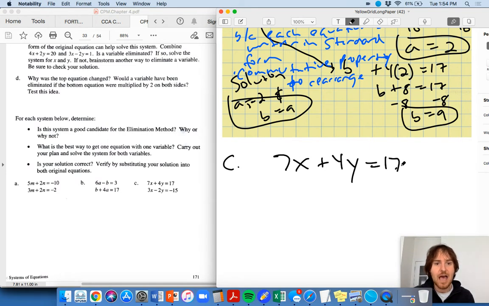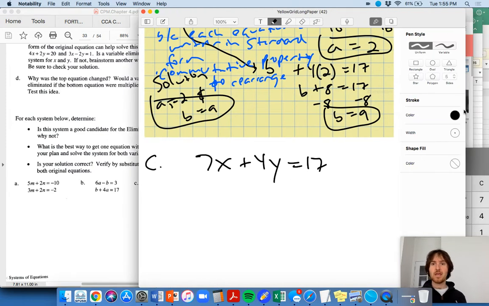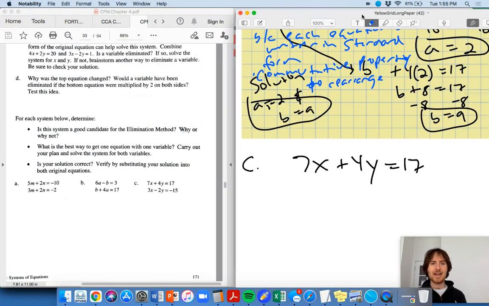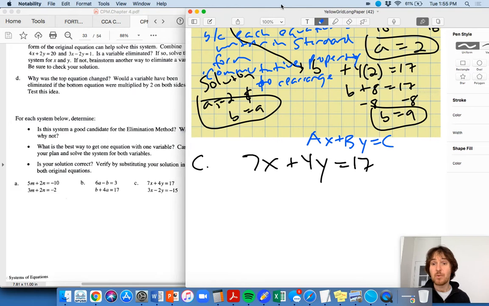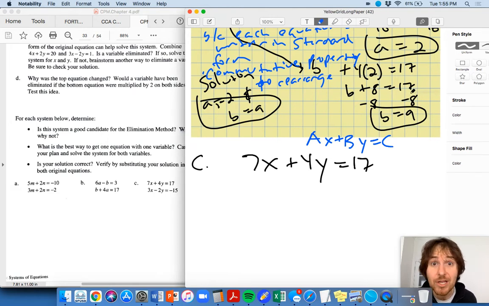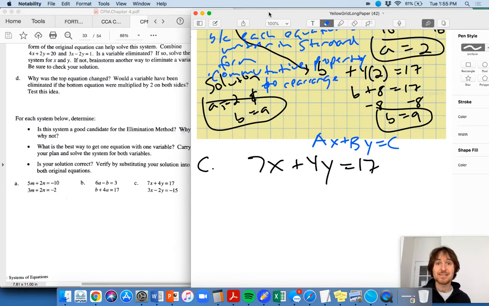I might not do the recap, but is this good for elimination? Yes, it is. Because what form is it written in? This one's definitely in standard form. We can see because we have x and y too. It's written ax plus by equals c, where c is a constant, just a number, no variable here. Boom, perfect. Good to go for elimination. We just might have to multiply or find an equivalent equation to help us eliminate here, okay?